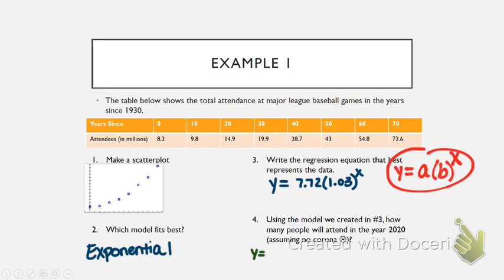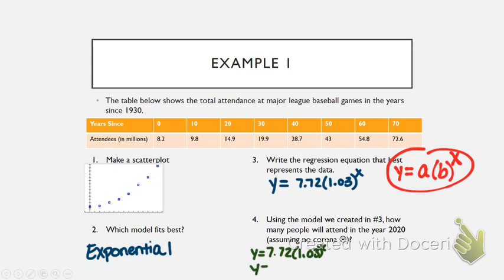So I have y equals 7.72 times 1.03 to the x. I just rewrote my equation, and it tells me in the year 2020. So my x variable is my time, but if we remember, it's years since 1930. So I'm not going to plug in 2020 for x. I'm going to plug in how many years after 1930 is the year 2020. So, for all you math majors, to get from 1930 to 2020, that's 90 years.